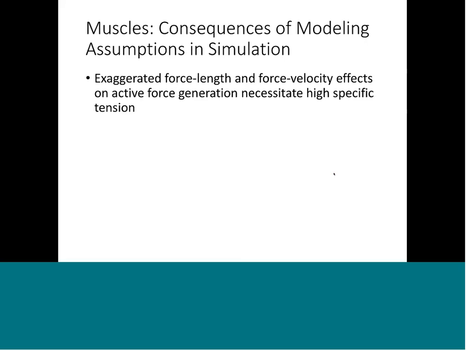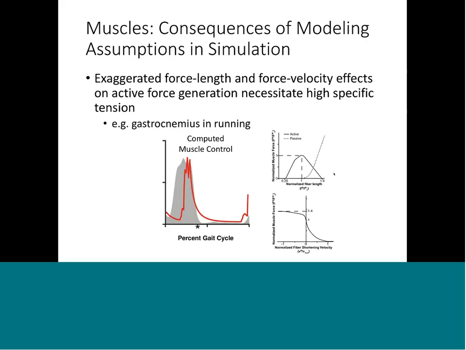So for example, let's look at the gastrocnemius in a forward dynamic simulation of running. At the time when the force demand on the gastrocnemius is the greatest, right before toe-off, the muscle is at roughly 55% of its optimal fiber length and is shortening at 25% of its peak shortening velocity. Together, these effects allow the muscle to produce at most 30% of its peak isometric force.